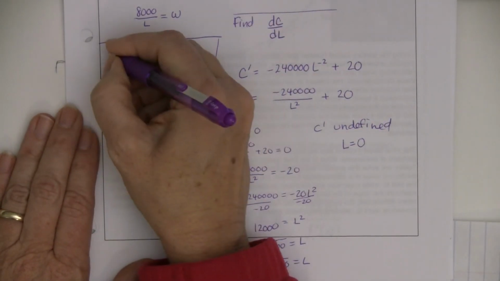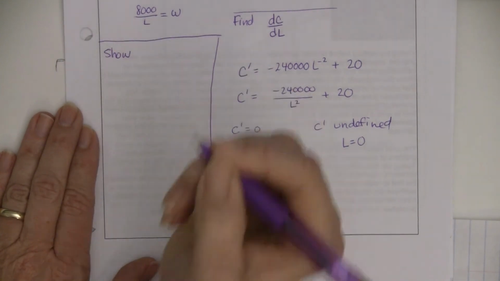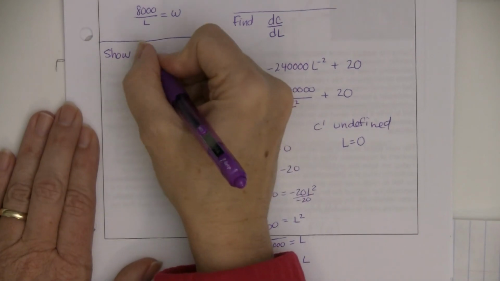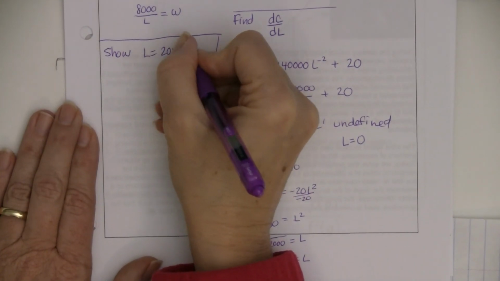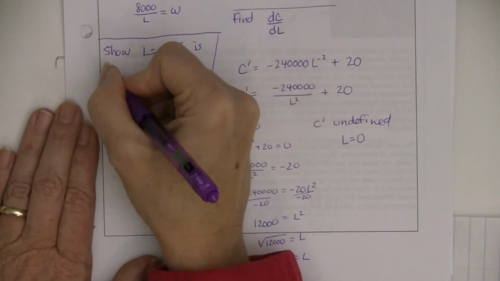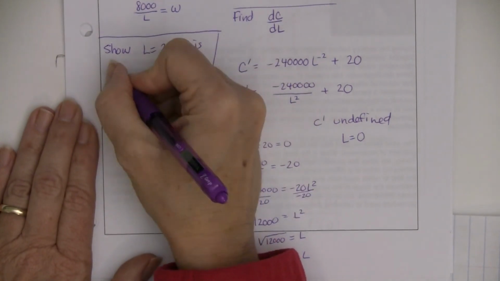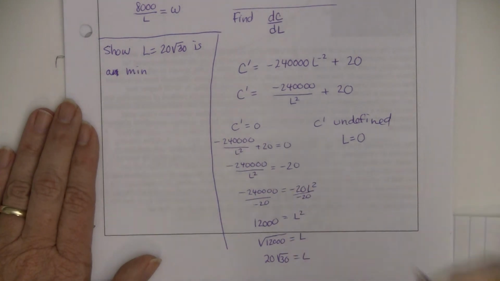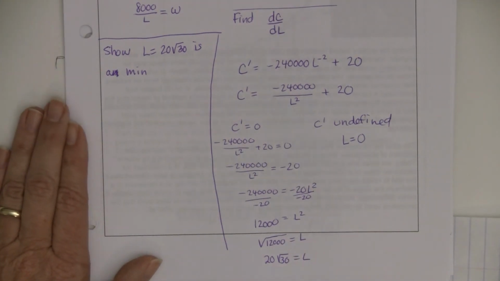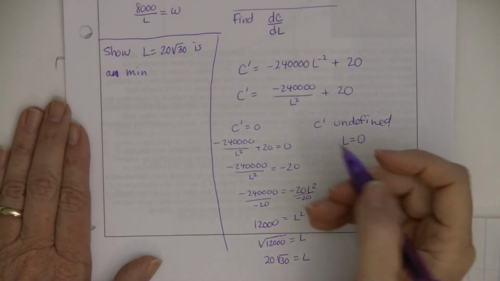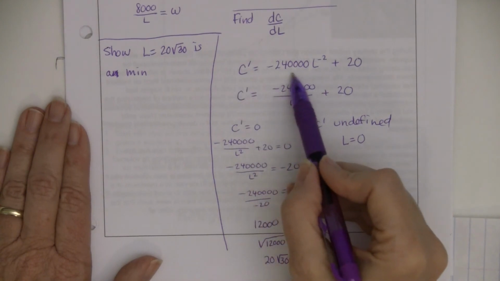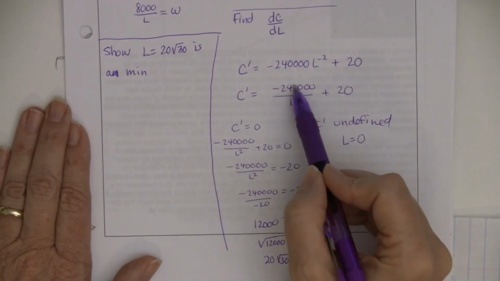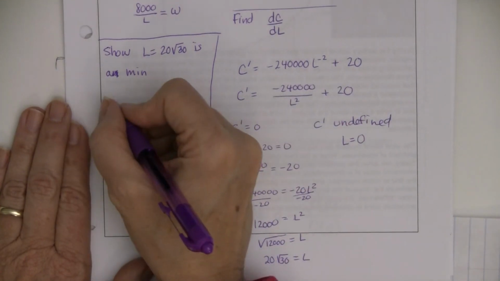Make sure that I'm writing where you can see. I want to show that L equals 20 square root of 30 is a min value of C, right? That's what I want to make sure of. And I can use the second derivative test for that. So I can come here where I have my first derivative, and I would like to do this so that I don't have to move it, right? And take the second derivative.